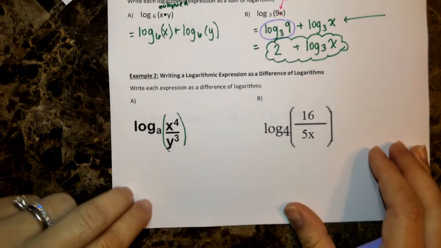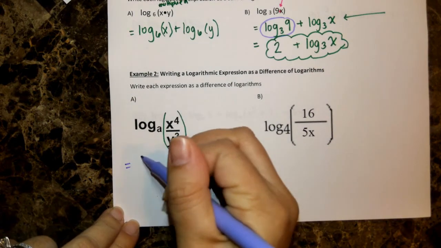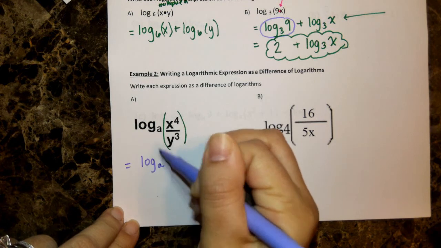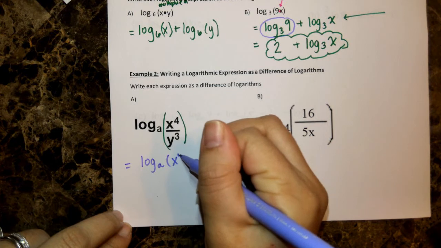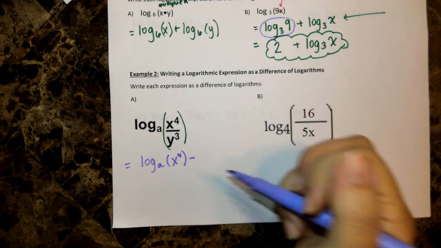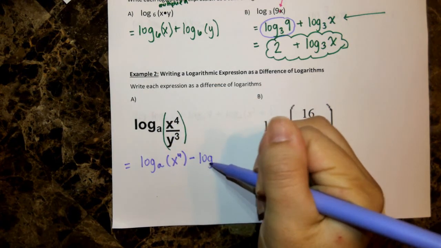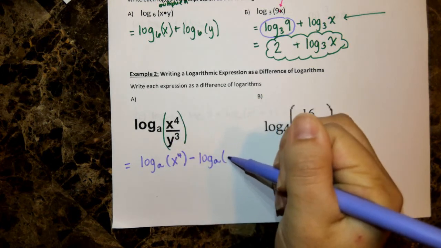So example number 2, part A, I'm going to rewrite this as log base A, that doesn't change, of the numerator, which always goes first, subtract, then I'm going to write log base A of the denominator, which would be y to the 3rd.